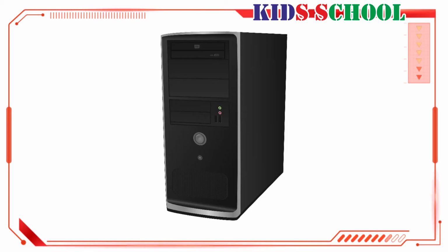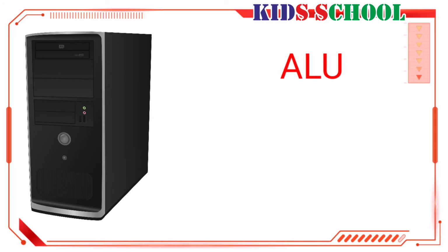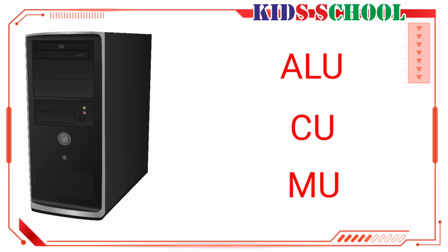CPU. The CPU, Central Processing Unit, is the main hardware component of a computer. All the processing is done inside the CPU, hence it is called the brain of the computer. It contains three units: arithmetic logic unit (ALU), control unit (CU), and memory unit (MU).